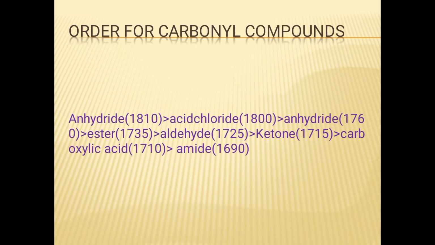Now the order for carbonyl compounds. This is a very important question that could be asked. They may give you certain compounds and ask you to arrange them in increasing or decreasing order. So it is important to know this order along with frequency. You may not need to memorize it by heart, but just remember the range. So first comes the anhydride, then the acid chloride, then again anhydride. This is the second band of the anhydride. Then your ester, aldehyde, ketone, carboxylic acid and your amide. Very, very important.